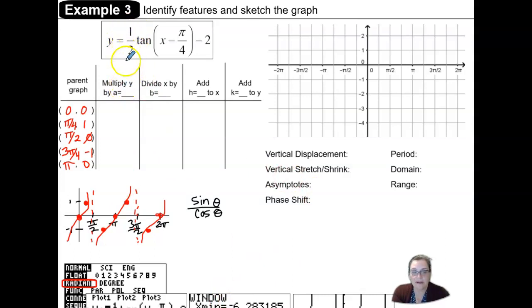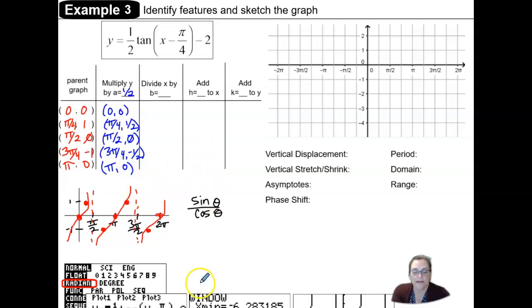So next, let's identify the A value. That's our vertical shrink in this case. Since it's positive, there's been no reflection in the x-axis. And we're going to multiply each of these y values by 1/2. The x's will stay the same. So 0 times 1/2 is 0. Then we have pi over 4, and 1 times 1/2 is 1/2. Then pi over 2, and undefined times anything is still undefined. So that stays an asymptote. 3 pi over 4. And then -1 times 1/2 is -1/2. And pi, and then 0 times 1/2 stays a 0.